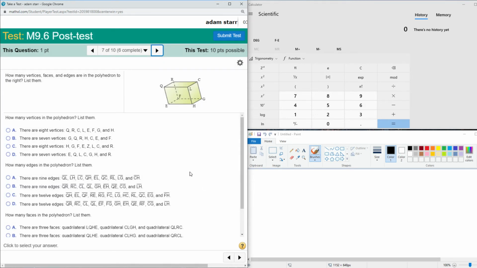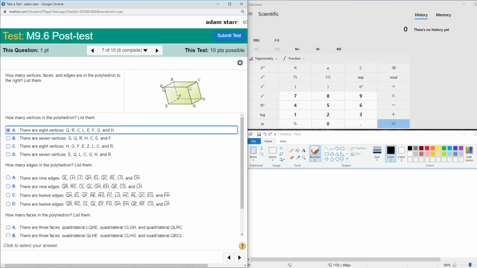This question is asking about the vertices, faces, and edges of this polyhedron, excuse me. The first thing is asking about vertices. If you look at the choices, it's either 8 or 7. If I count it, 1, 2, 3, 4, 5, 6, 7, 8, there are 8 of them. So I know it's either my choice A or choice C. Now I just have to go through and make sure that they're all there. The choice that it's not will have an extra letter or a letter that's not in there. So I'm going to double check my choice A that has the 8 vertices.